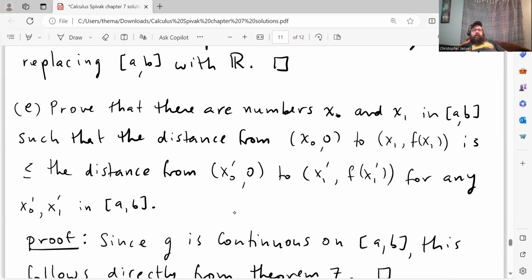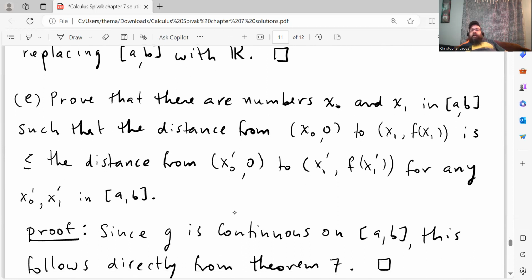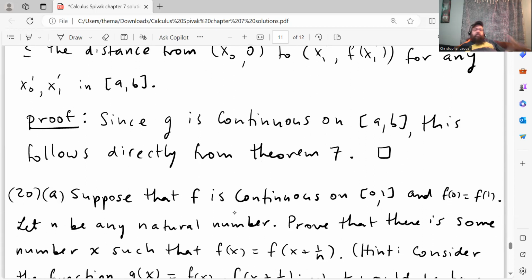Okay, part E says prove that there are numbers x0 and x1 in the closed interval [a, b] such that the distance from (x0, 0) to (x1, f(x1)) is less than or equal to the distance from (x0', 0) to (x1', f(x1')) for any x0', x1' in the closed interval [a, b]. The proof just follows directly from theorem 7. Since g is continuous on the closed interval [a, b], this follows directly from theorem 7. I'm talking about theorem 7 from chapter 7. Maybe I should have specified that; I could write it as theorem 7.7.